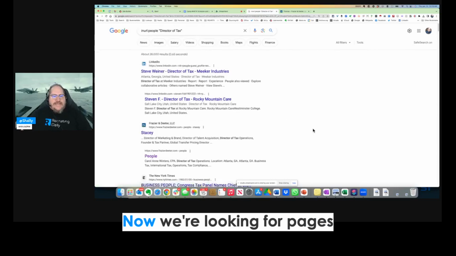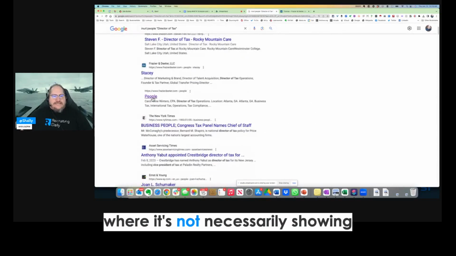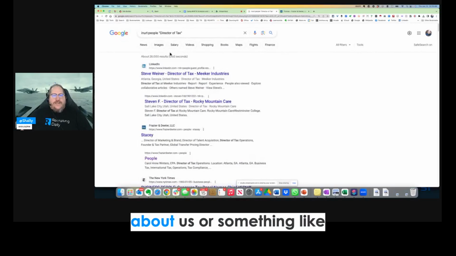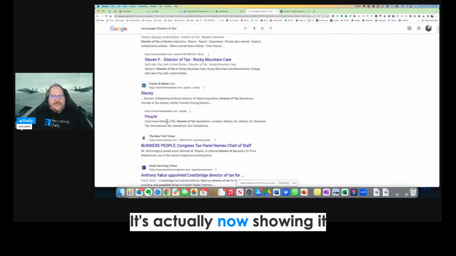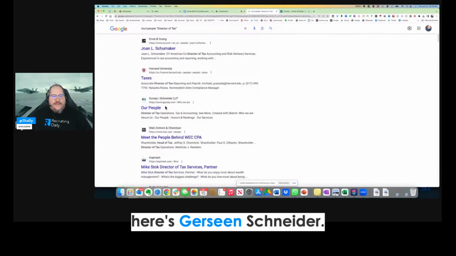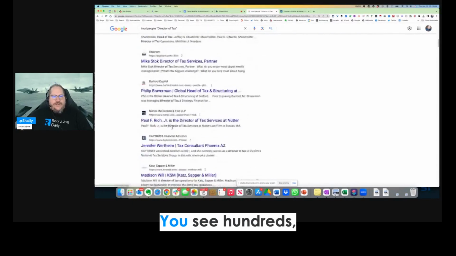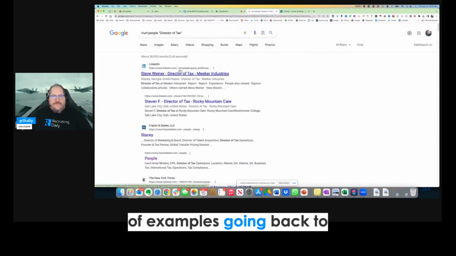Similar to inTitle, now we're looking for pages where it's not necessarily showing about us or something like that in the meta tags. It's actually now showing it in the address. Here's Ernst & Young, here's Gersi and Schneider. You can see hundreds, if not thousands, I would say, of examples.